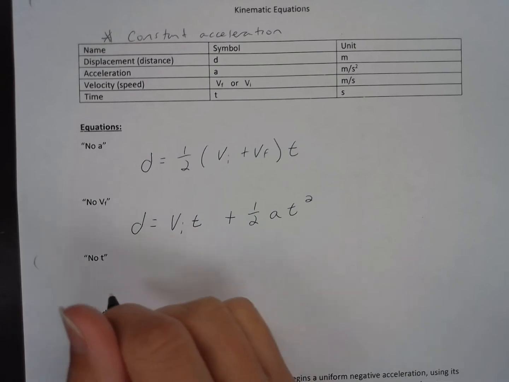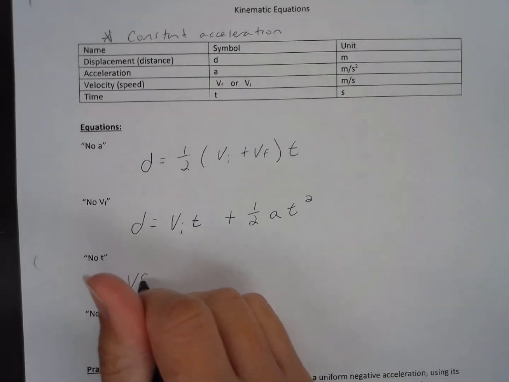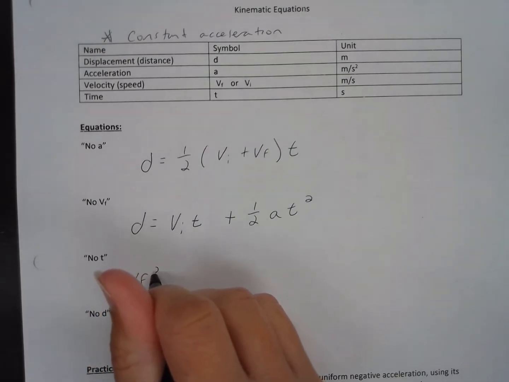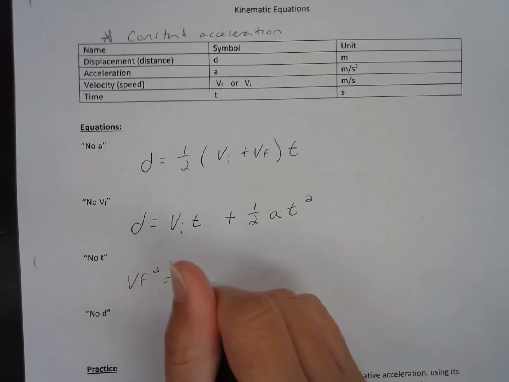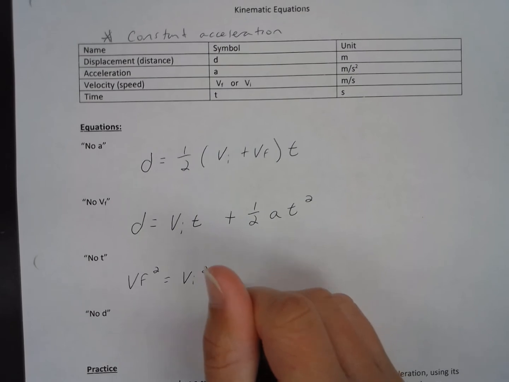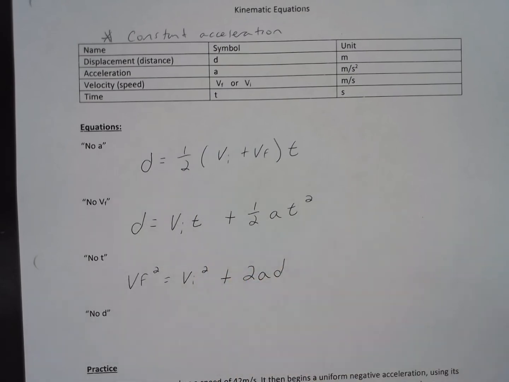No T, so I can use this formula to solve for distance, initial or final velocity, or acceleration without knowing any time involved. The no T formula says that the velocity final squared is equal to the velocity initial squared plus 2AD, so 2 times acceleration times displacement.